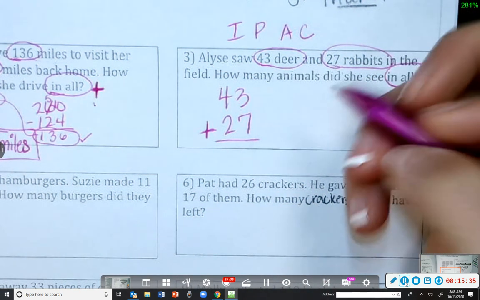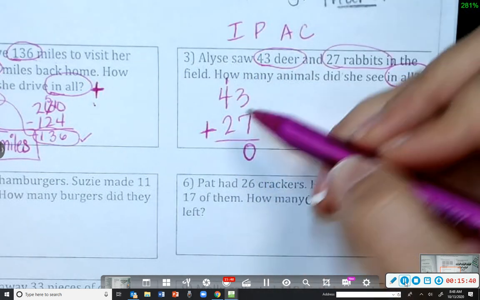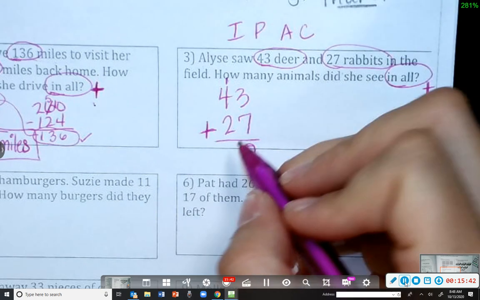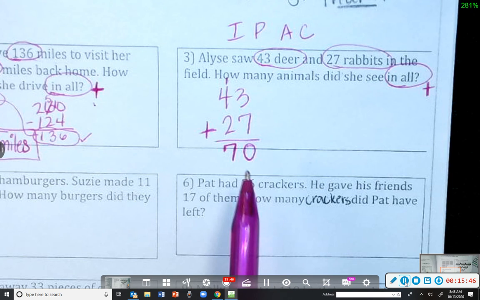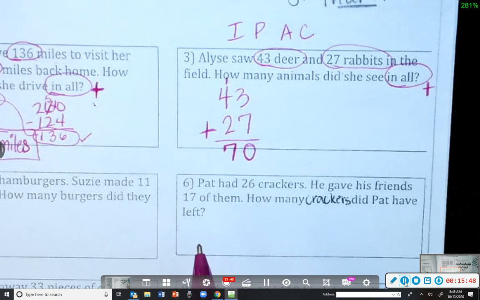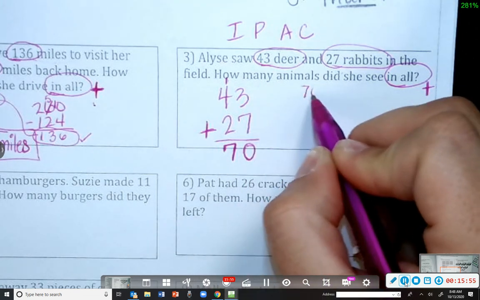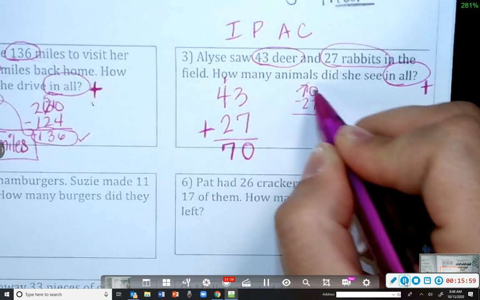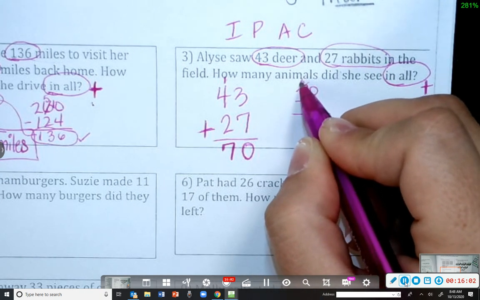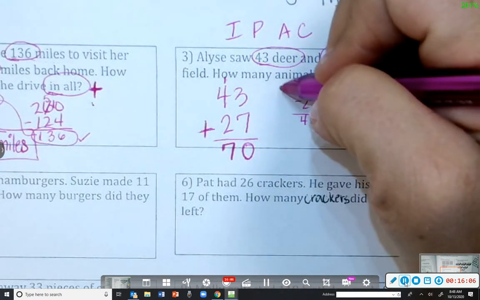3 plus 7 is 10. Carry the 1. 1 plus 4 is 5. Plus 2 is 7. Okay? And then how could I check my answer? Evangeline? Subtracting 70 minus 27, and we should get 43. Okay, and we do, so I know my answer is correct.